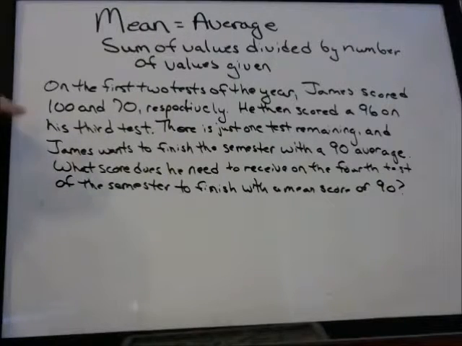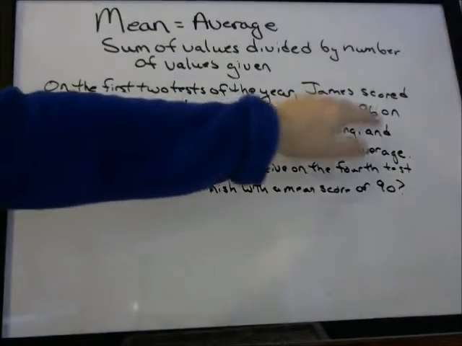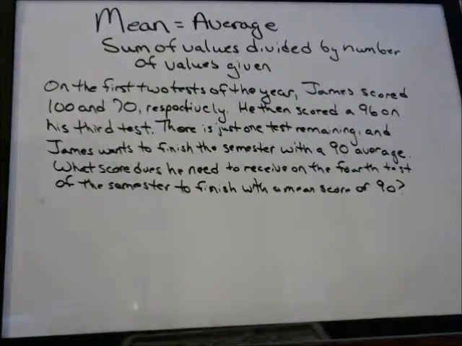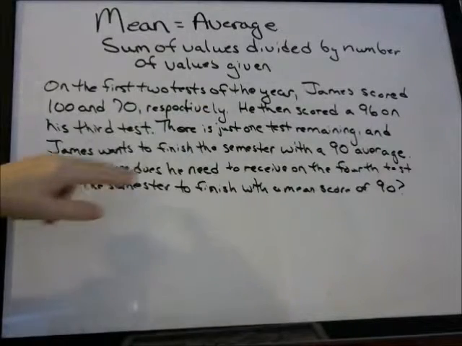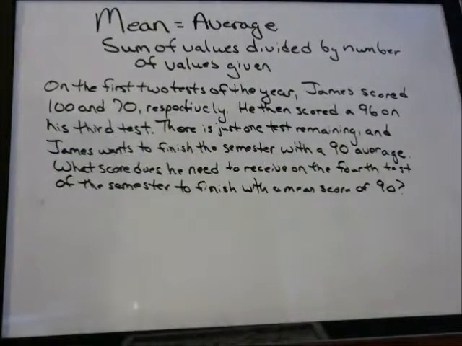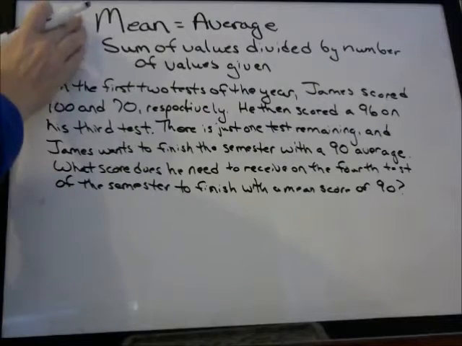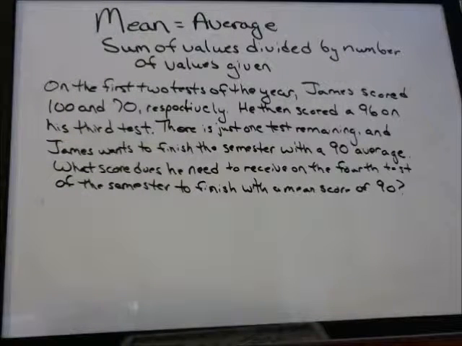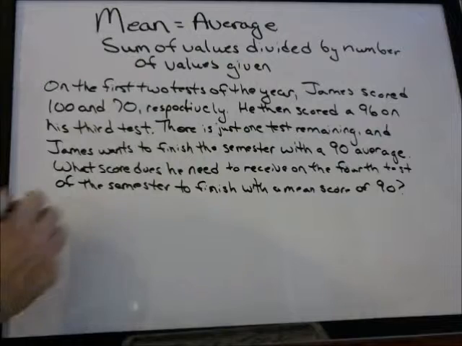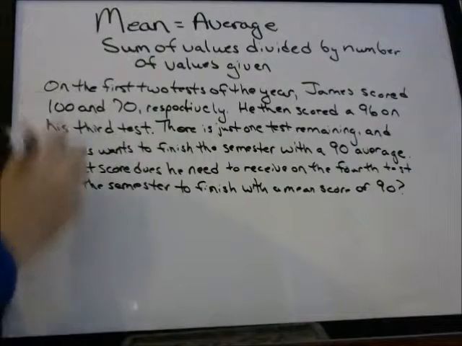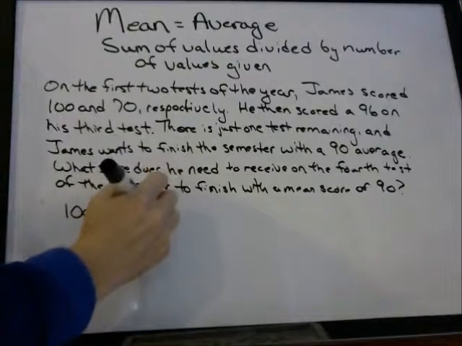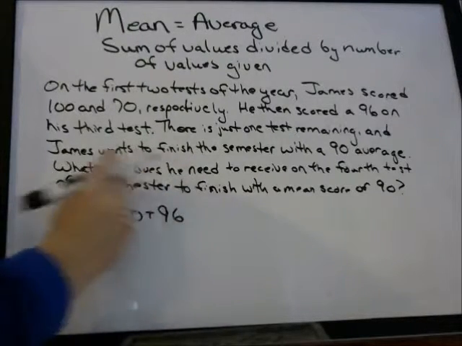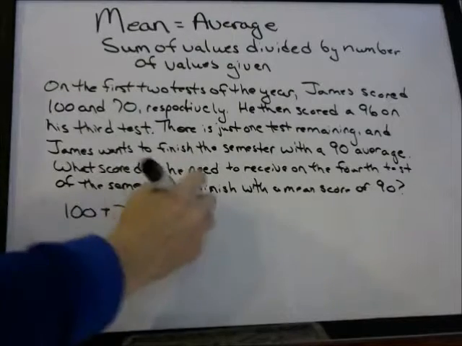So on the first two tests of the year, James scored 100 and 70. So we need those two numbers. He then scored a 96 on the third test. There's one test left. He wants to finish with a 90 average. So the question is, what score does he need on the fourth test? So again, average is the sum of the values divided by the number of values given. This is very similar to what we did last time. He scored 100, a 70, a 96, and they're asking us what score does he need on the fourth test.